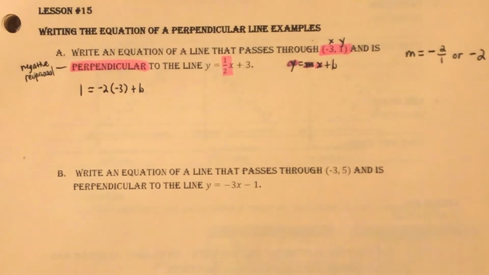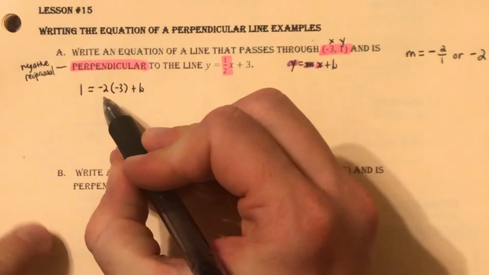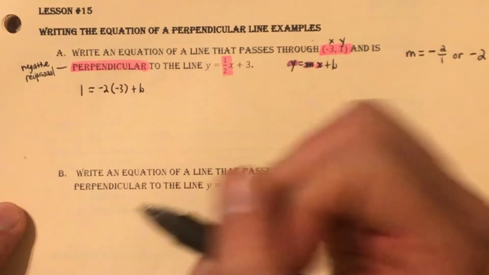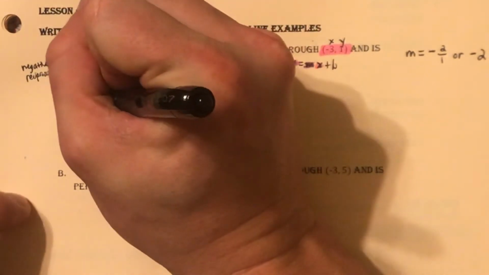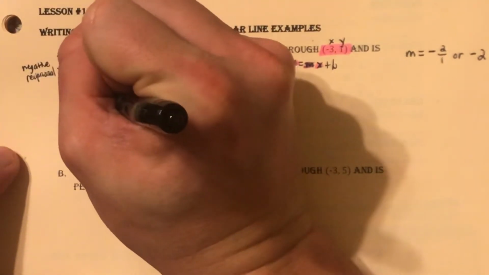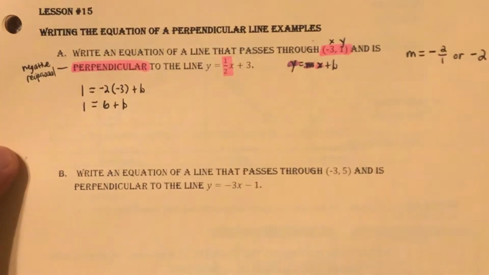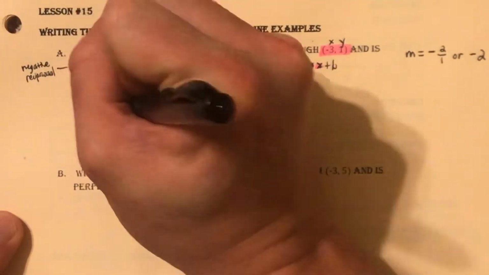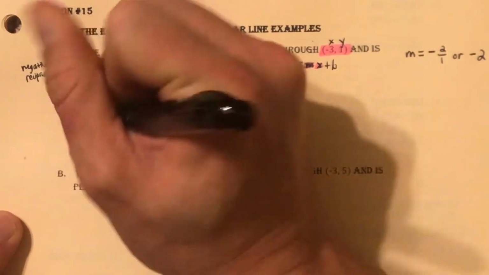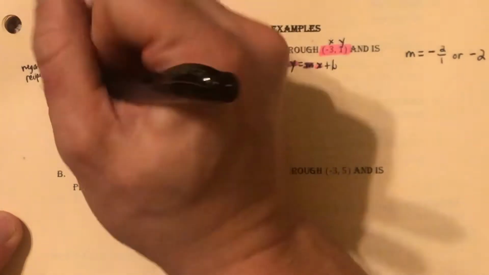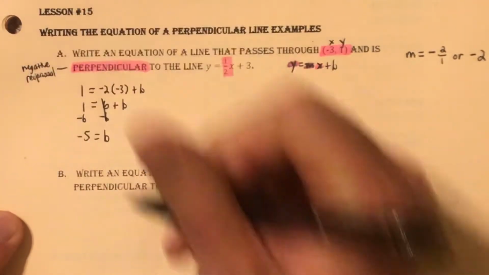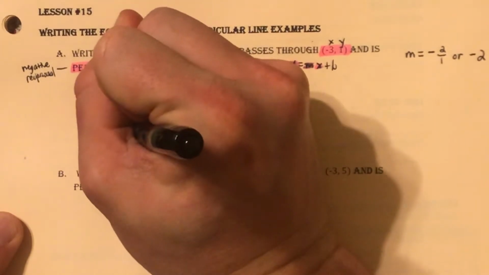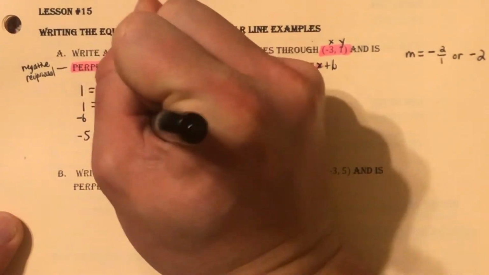All right, so then I need to solve this down. So first thing, simplify this. -2 times -3 is +6. So 1 equals +6 plus b. And then I need to get rid of the 6 to solve for the b. So subtract 6 and subtract 6. So b is equal to 1 minus 6, which is -5. So here is my new y-intercept of my perpendicular line.